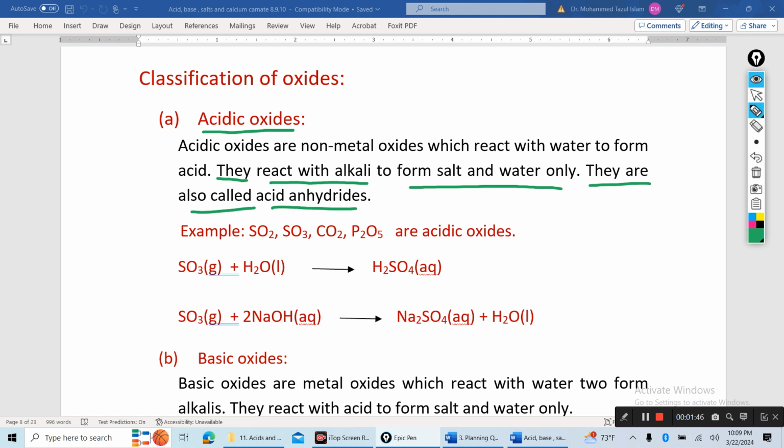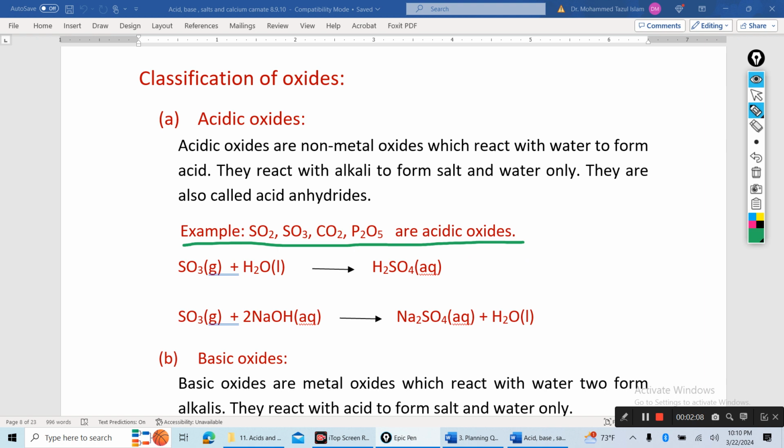Now, sulfur dioxide is a non-metal oxide. Sulfur trioxide, carbon dioxide, phosphorus pentoxide or phosphorus 5 oxide, all are non-metal oxide, so these are acidic oxides. Some acidic oxides are sulfur dioxide, sulfur trioxide, carbon dioxide and phosphorus pentoxide or phosphorus 5 oxide.